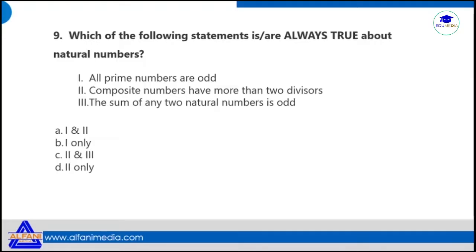Now, all prime numbers are odd. Even the first prime number that we have makes this false, so this is not true. Our prime numbers consist of 2, 3, 5, 7, 11. So the 2 alone shows that not all prime numbers are odd. So this is out, meaning this is false.